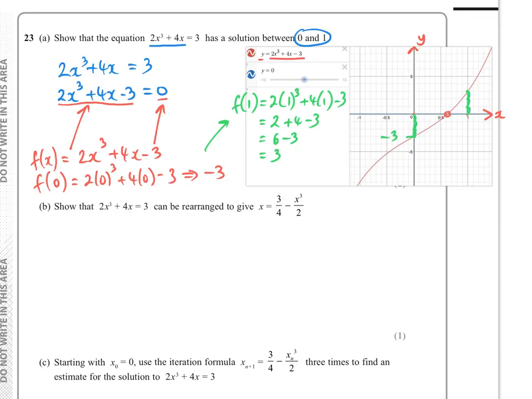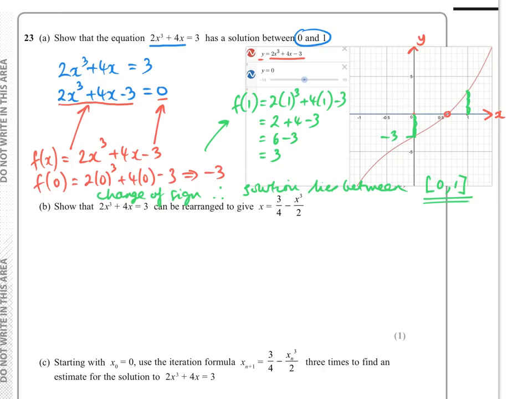So there's a change of sign. So what I would say is change of sign. Therefore, solution lies between, and I would just put 0 and 1 in an open interval like that. You can just write it in a longer sentence if you want, but the examiner will have a good idea of what you mean. So that's how I would do that first part.